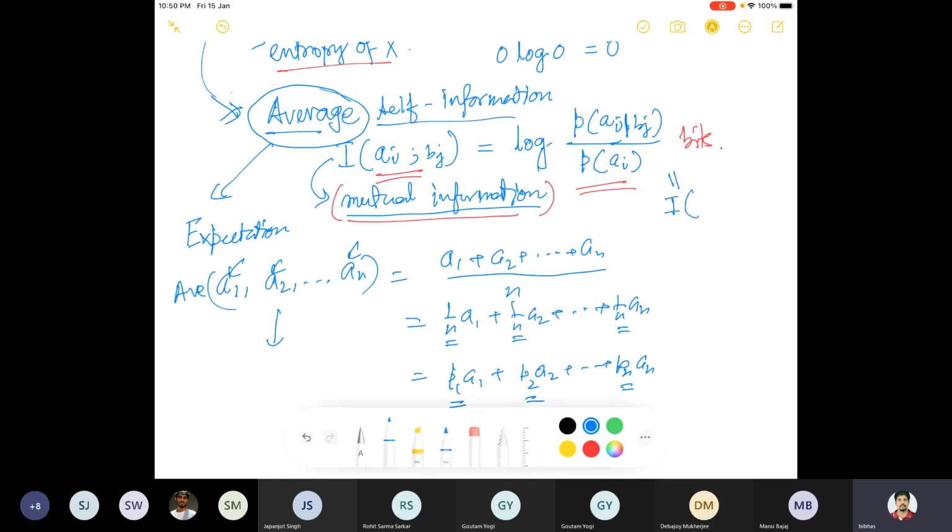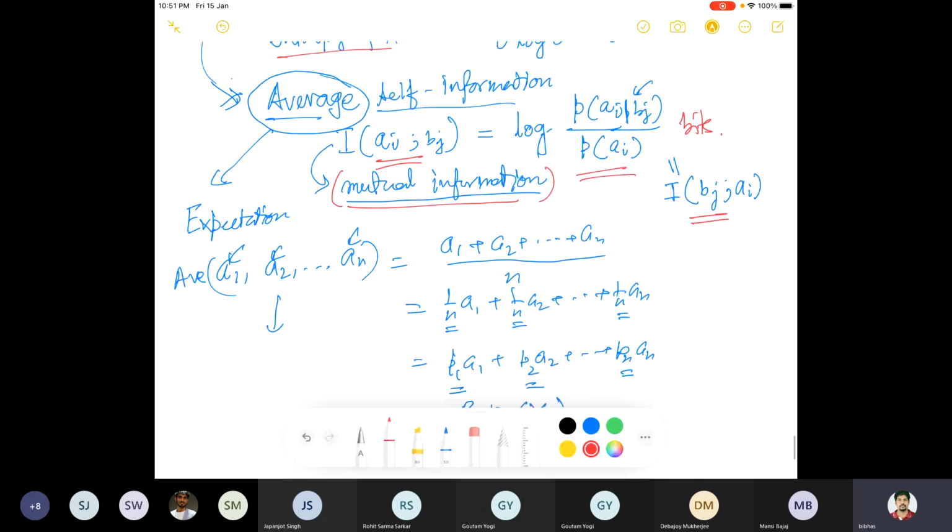Yeah, this is symmetric. That's why it is mutual. So what did we show? I(Ai; Bj) is equal to I(Bj; Ai). So that means, if you know Bj, there are two possible outcomes, Bj and Ai. So how much information? If you know Bj, how much do you know about Ai? Same thing as saying if you know Ai, how much you know about Bj. So that's why it is called mutual, because it is equal to this.